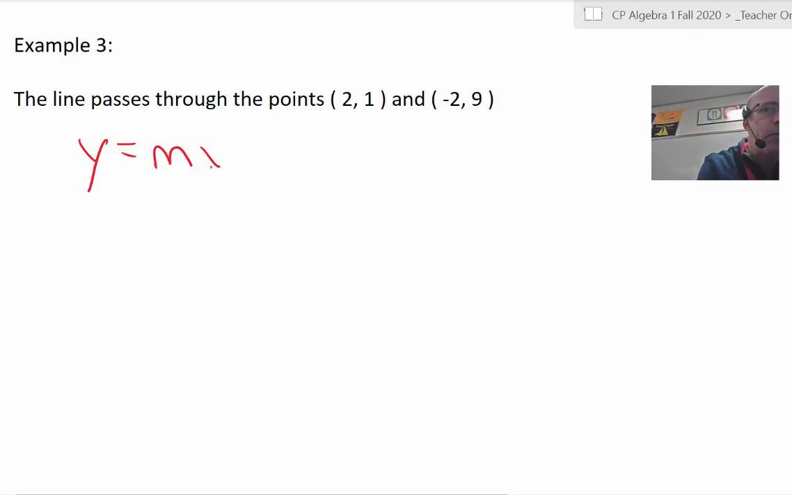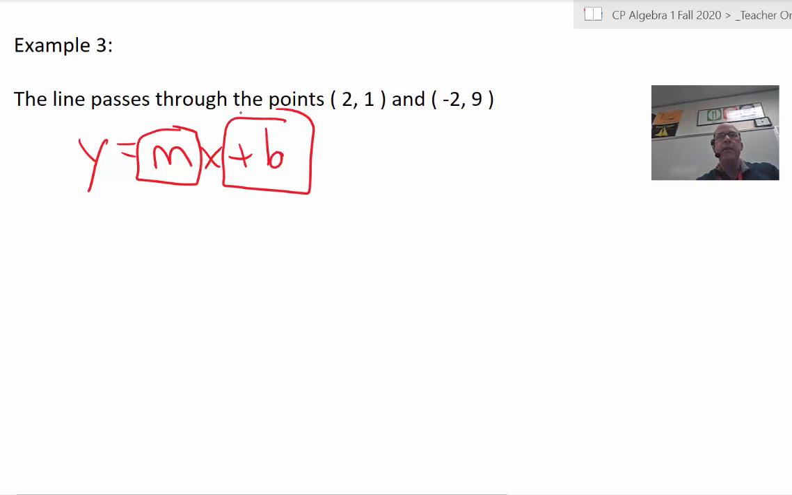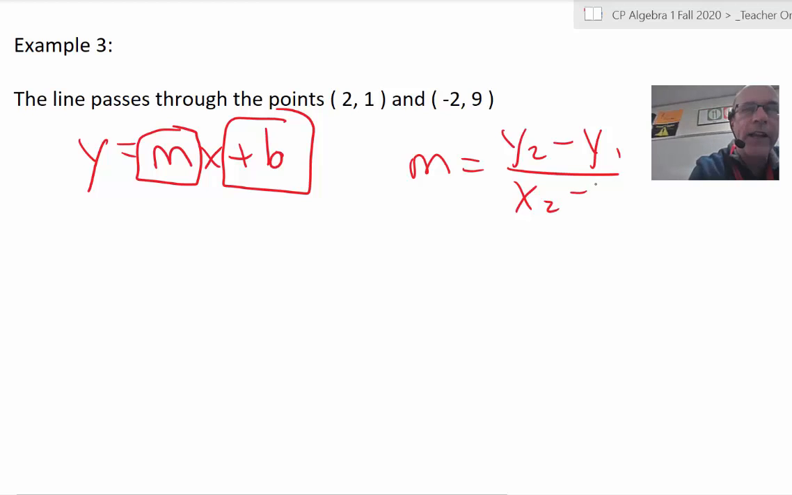I want y equals mx plus b. I need to figure out the slope and the y-intercept. They haven't given me the slope this time, but I have 2 points, and I have a formula for slope. So this time, I'm going to use our old friend, the slope formula we know: y2 minus y1 over x2 minus x1. Be careful with your negatives.